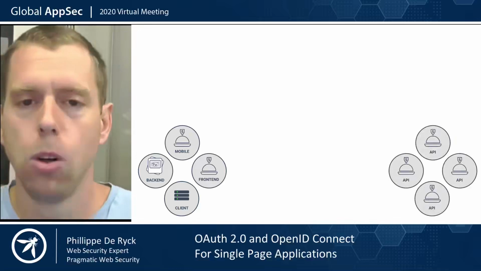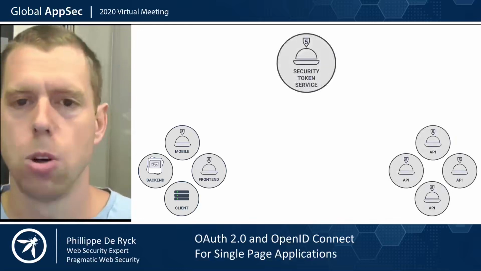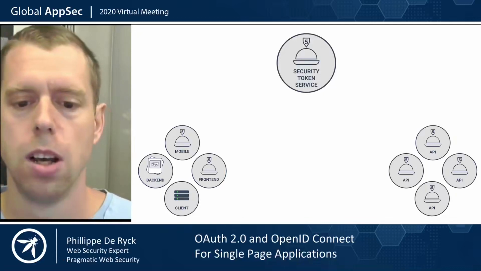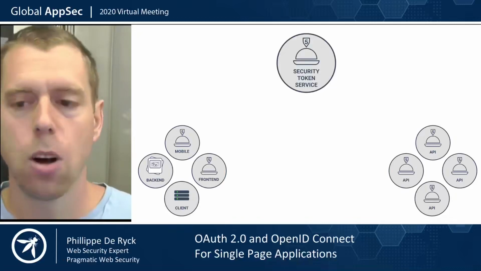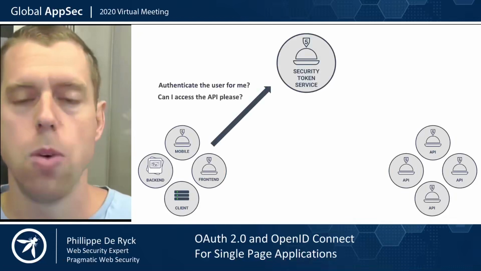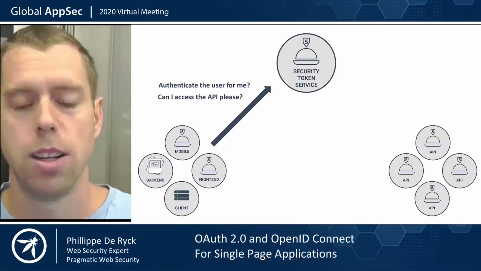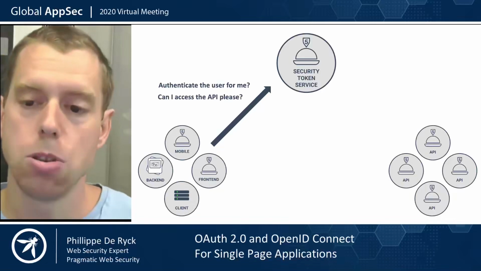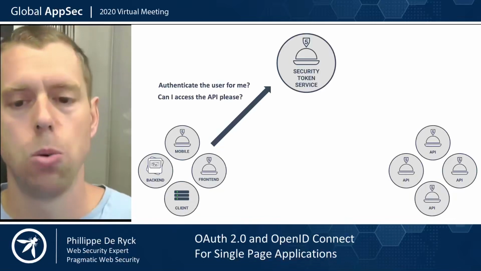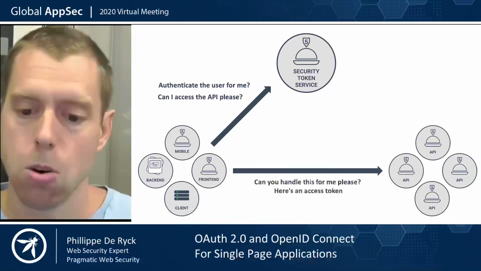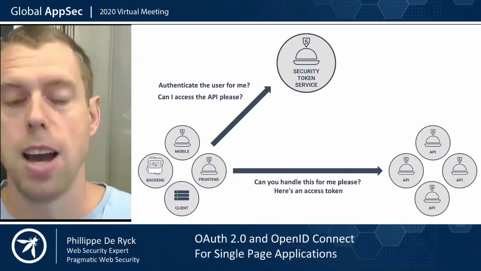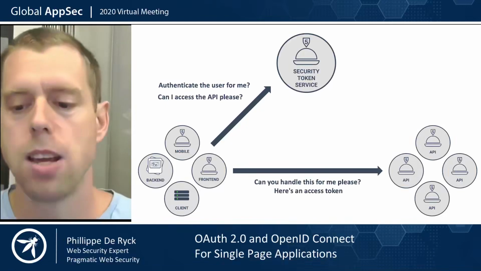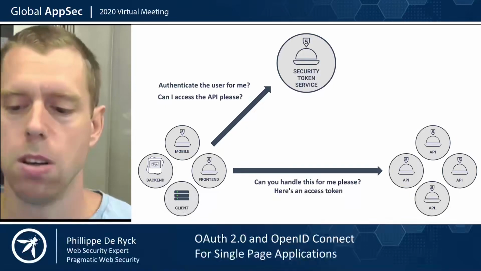And in the middle, the glue between all of this is a security token service, also known as an authorization server in OAuth terminology. What's going to happen is a client is going to contact the security token service to ask to authenticate the user. That's OpenID Connect. It's going to ask to access APIs on behalf of the user, and it's going to get an access token to do that. With that access token, the client can now go to an API and ask to perform certain operations, such as fetch information or make a new review in the database.